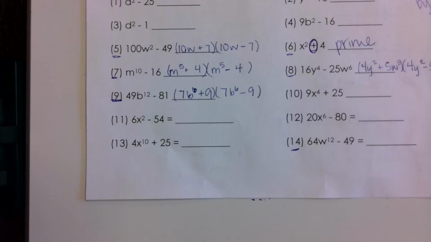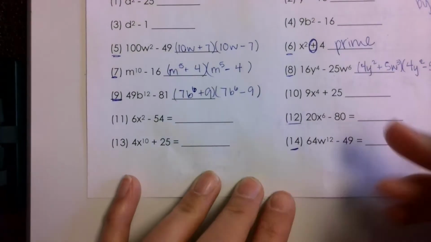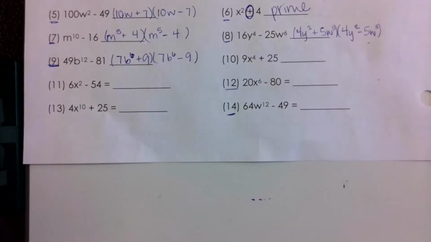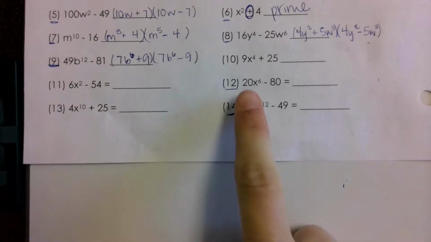Alrighty. Instead of 14, can we do 12 instead? Yeah. Okay, let's do 12. So, if we're looking at number 12, we've got 20x to the 6th minus 80. Anytime you're factoring anything ever, what do you always check for first? Yeah. Do we have one? Yes. What can you divide 20 and 80 both by?